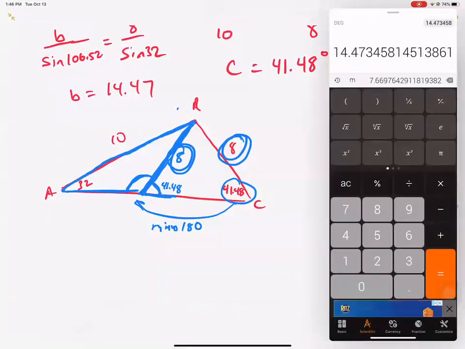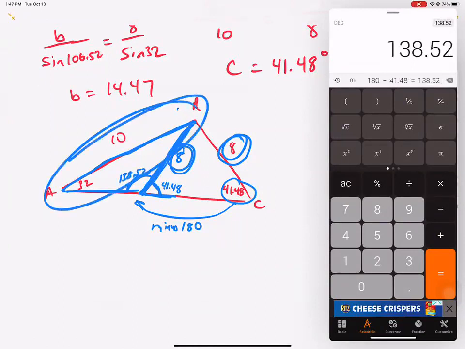So I'm going to go 180 minus 41.48. This gives me 138.52. I now know two angles inside my new triangle, my alternate triangle. Super important for you guys to see that.